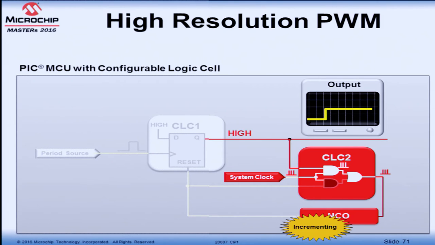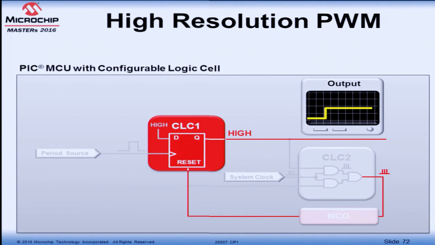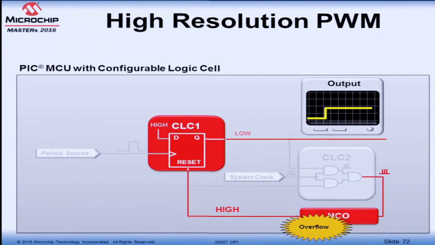So when the NCO increments, the output still stays high. And now when the NCO overflows, meaning that if we set a value in that register and it reaches that value, then it's going to reset the D-latch. The resetting of the D-latch is going to turn the signal off. That's how we get the falling edge. So with those two things, one periodic source and one NCO, we're going to have one on time and one period of our PWM. That forms the high resolution PWM for us.